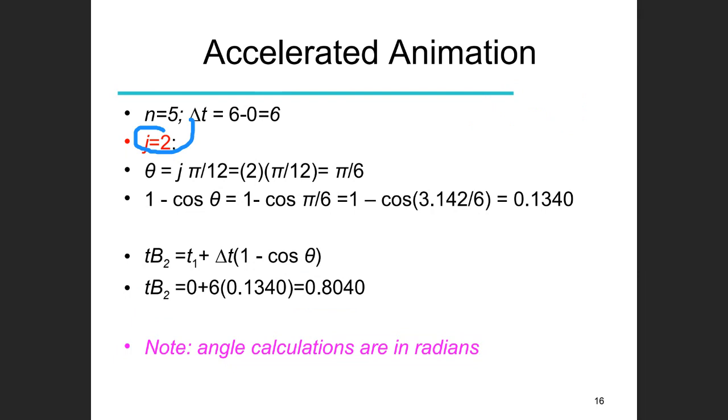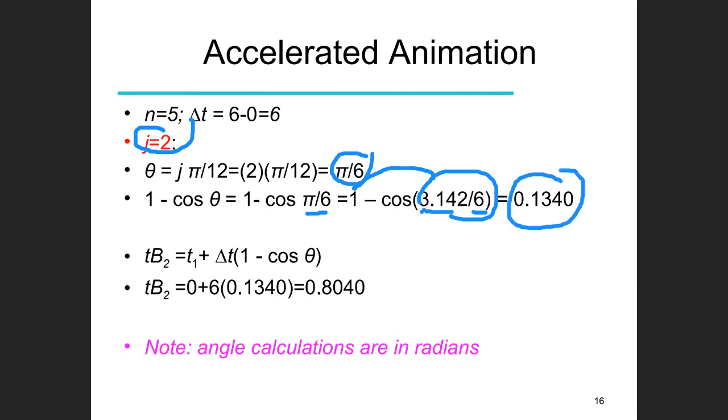Again, we have to calculate theta, because theta was equal to j pi divided by 12. Now j is equal to 2, so we write 2 multiplied by pi divided by 12, which simplifies to pi by 6. Now we substitute this theta in the equation 1 minus cosine theta. So theta is equal to pi by 6. We find the cosine of this value, subtract from 1, and then we get the value of 1 minus cosine theta.